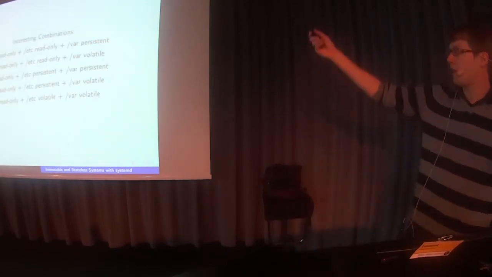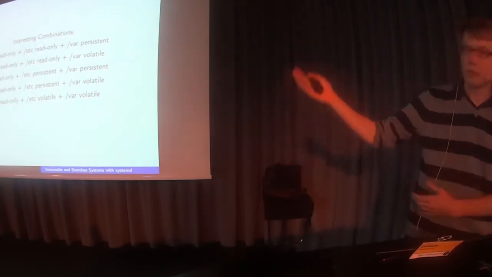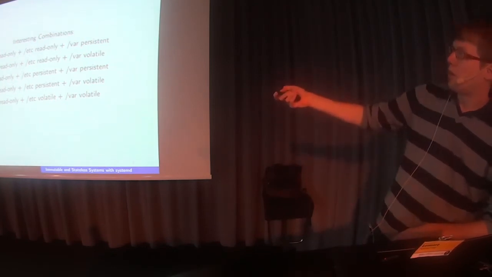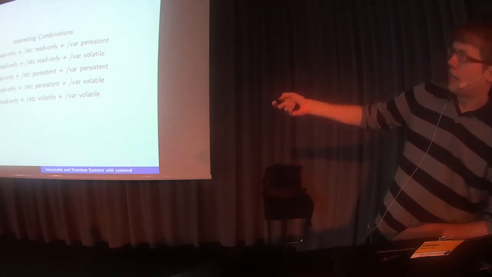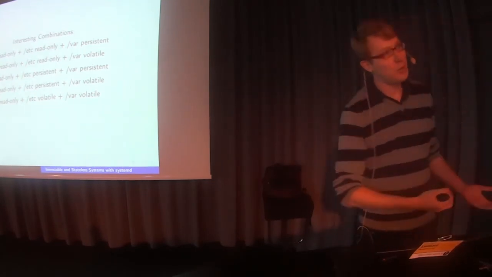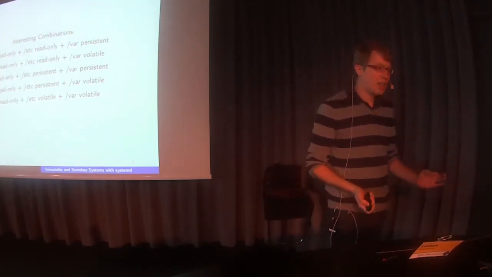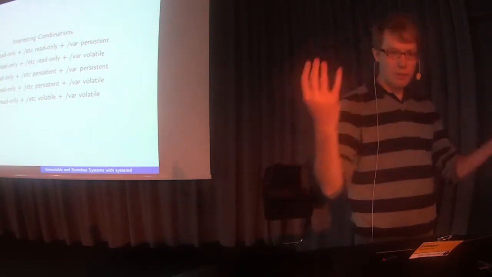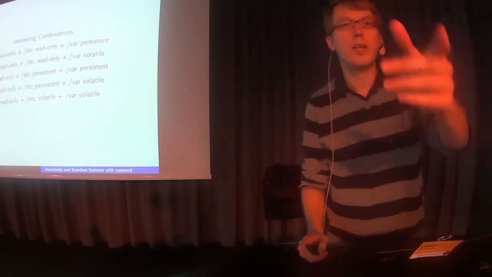Of these combinations, I think only these five are really relevant. Of course we're talking about immutable systems, so /usr will always be read-only. But you can have the version where /etc is read-only, or where /etc is persistent, or where /etc is volatile, and then a couple of combinations of /var. I think /etc probably always needs to be more read-only than /var. It probably never makes sense to have configuration volatile but state persistent, I think. I don't see the point of that. But ignoring that, these are probably the useful combinations.